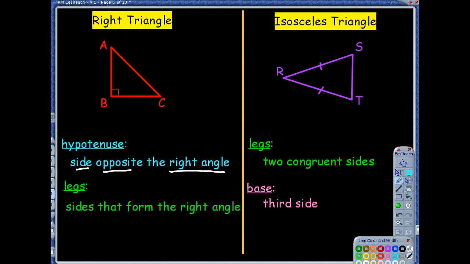So here's the right angle, angle B. So what's the side opposite of that? AC would be opposite. So this would be your hypotenuse. So I'd put segment AC if I was naming this.